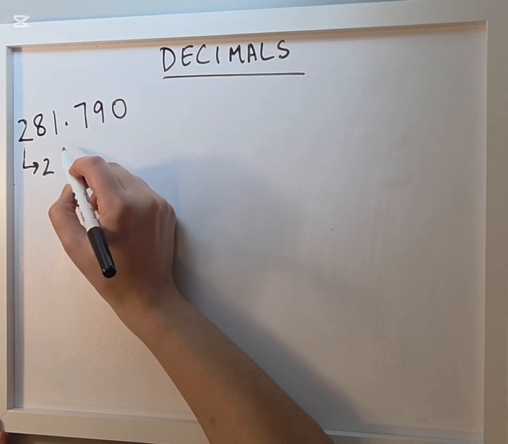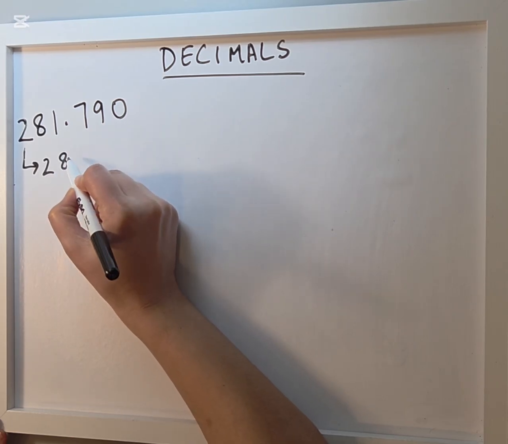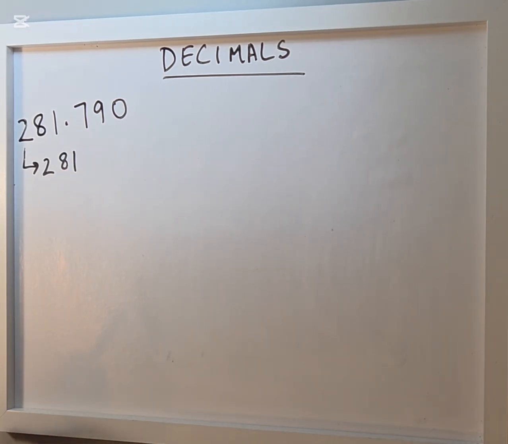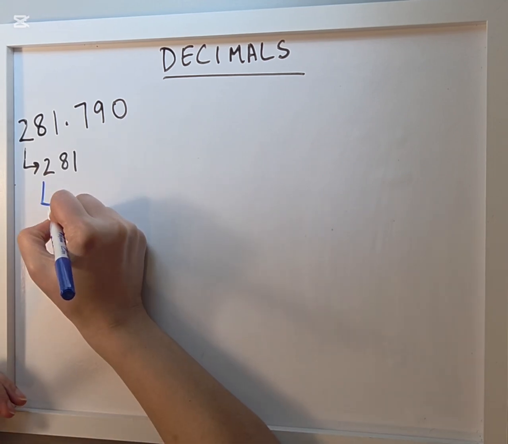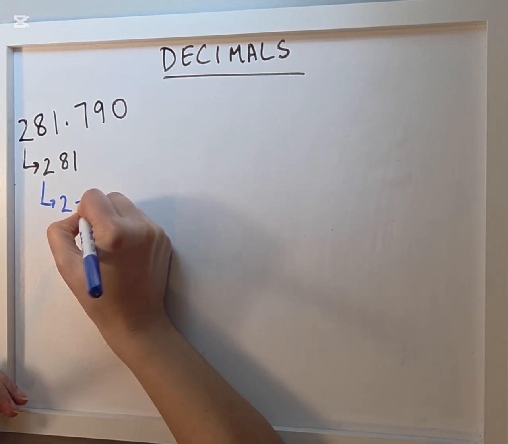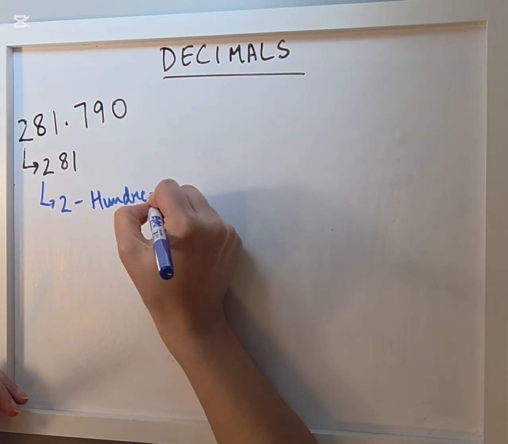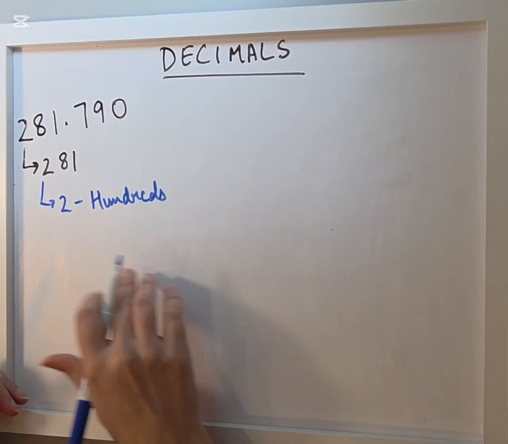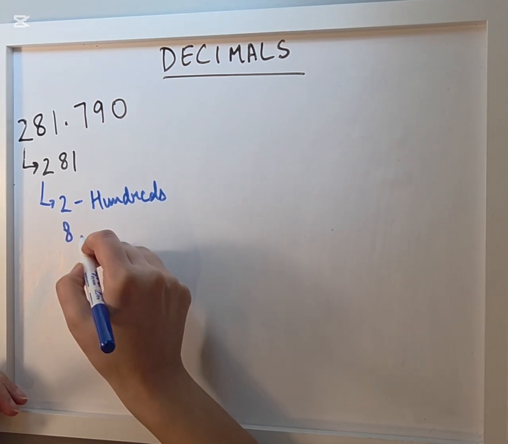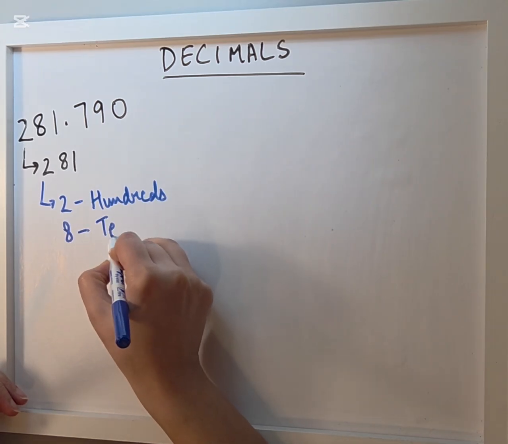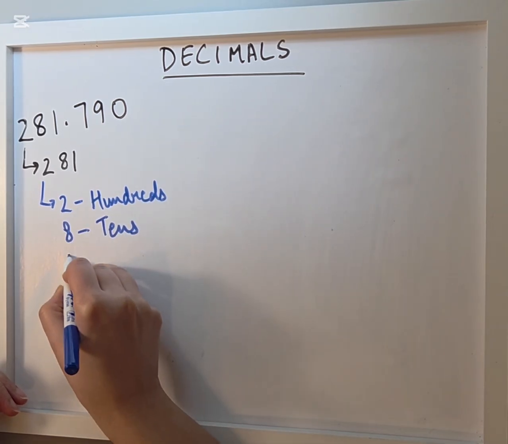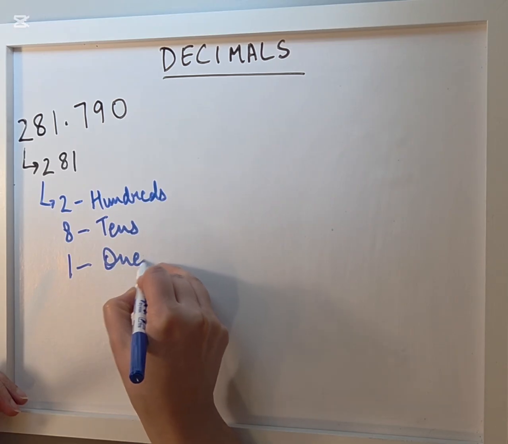So in 281, 2 is the hundreds position, 8 is tens, and 1 is the ones position.